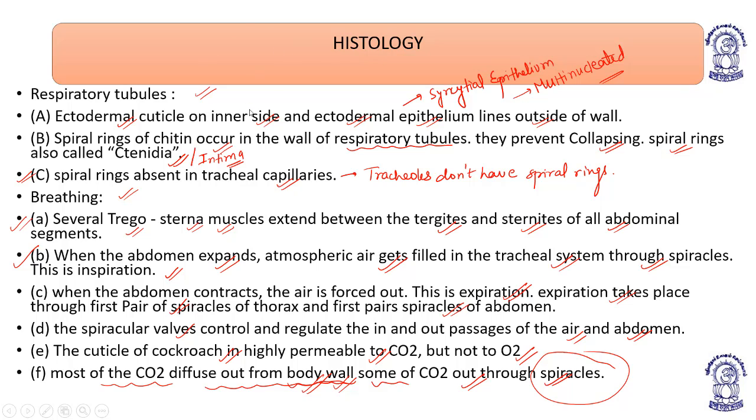So tergosternal muscles extend vertically between terga and sternite of the abdomen. They help in the process of inspiration and expiration, the rhythmic contraction and expansion of the abdominal cavity.